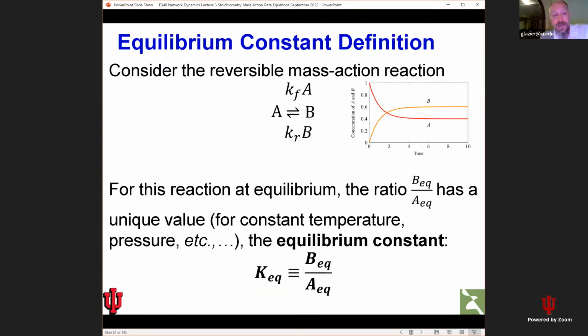This one we can solve pretty easily. We can ask the question, what is the amount of B at equilibrium versus the amount of A? What's the ratio? That has a unique value, and that's called the equilibrium constant. And that's written with a capital K, K equilibrium.